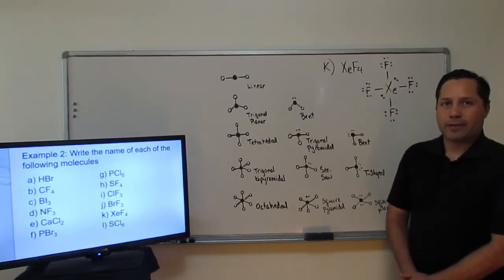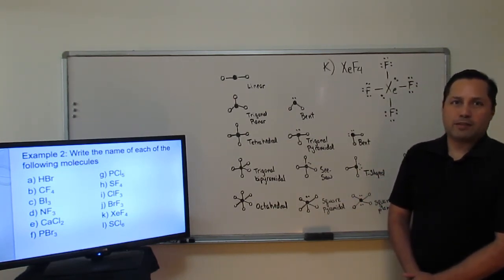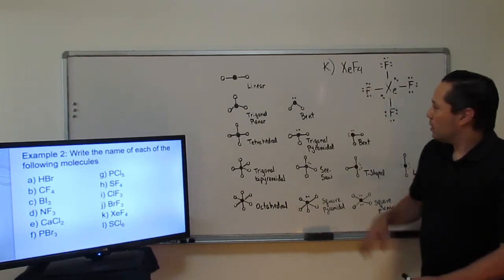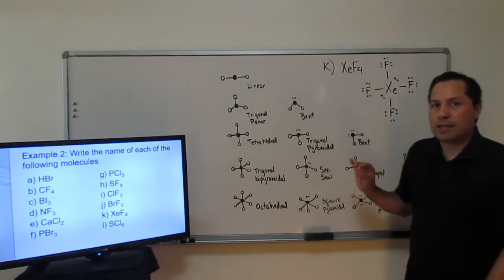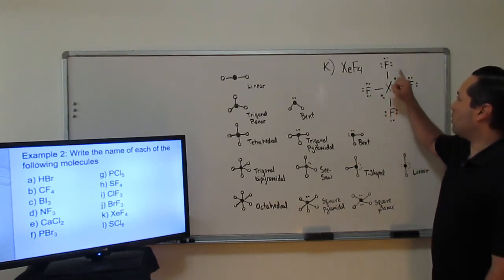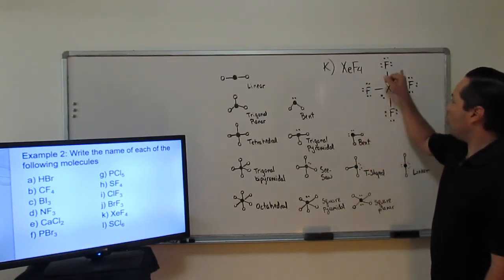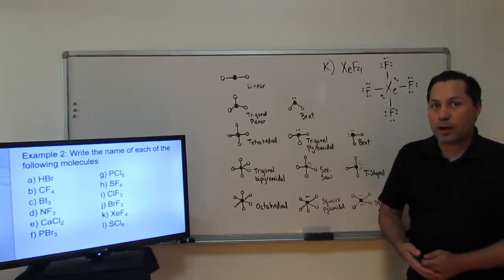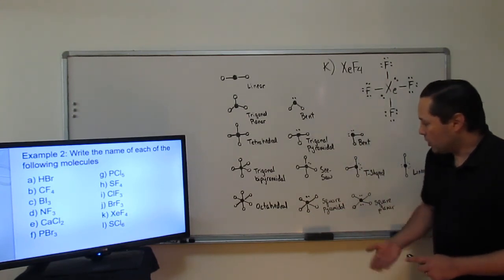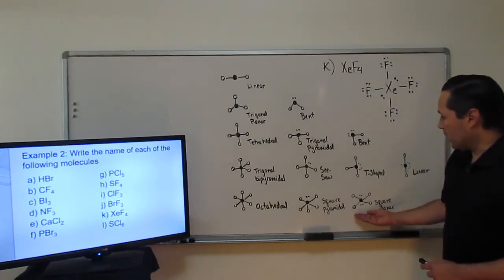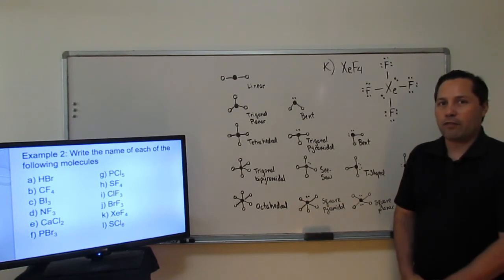Up next for us is letter K, XeF4, that is xenon tetrafluoride. In the Lewis dot diagram, you can see that it has 4 shared pairs of electrons and 2 unshared pairs of electrons around the central atom. So 4 and 2, that would give us square planar as the answer for XeF4.